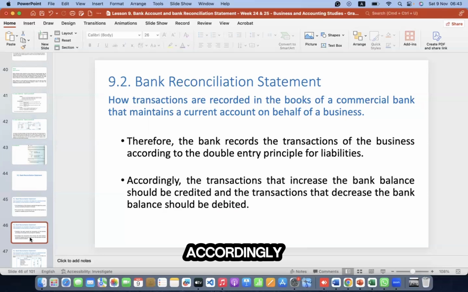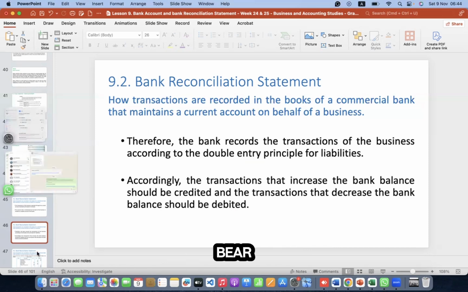Accordingly, transactions that increase the bank balance should be credited and transactions that decrease the bank balance should be debited. Earlier we learned that when the bank account balance is going up, we debit the account because it is my asset account. But now we are looking from the bank's perspective. How is the bank treating it? When the bank balance goes up, the liability balance of the bank is going up. Because of that, you have to credit the account, in the perspective of the bank.